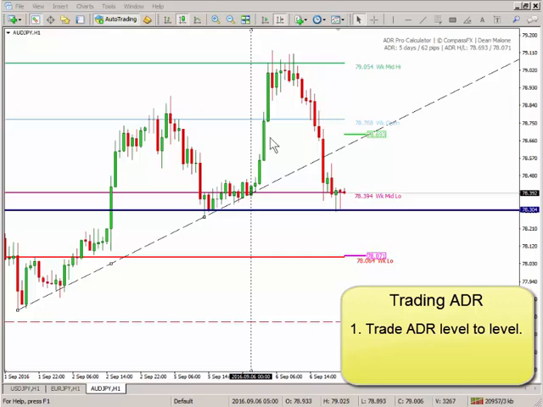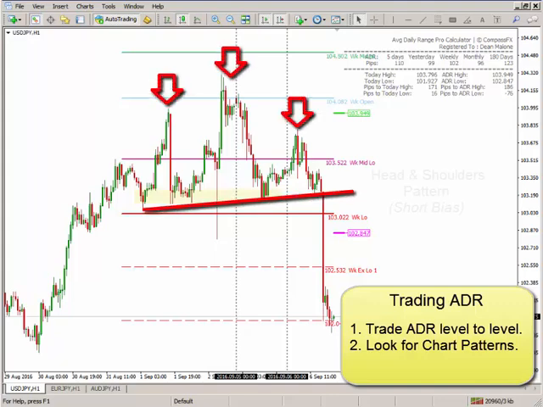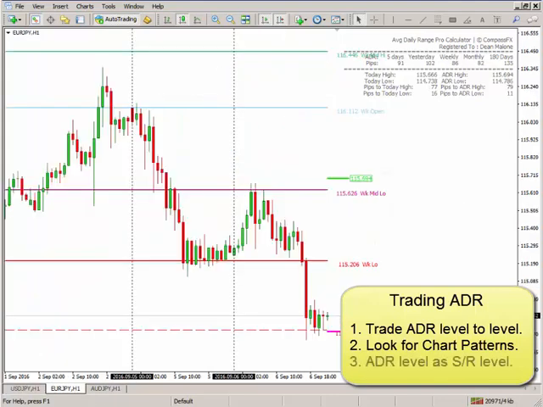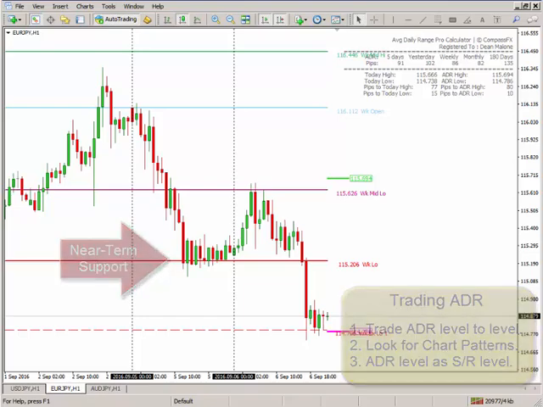Again, this video was to show you how to trade with the average daily range pro calculator. Look for the market to move from levels to levels. Also, look to see if there is a chart pattern that suggests a directional bias. If there's a directional bias, look for the market to trade either to the daily target or one of the weekly levels. Also, consider when trading that one of the levels, be it a daily level or a weekly level, can be used as near-term support, and if support is not broken or resistance is not broken, look for the market to trade back to a previous weekly or daily level.